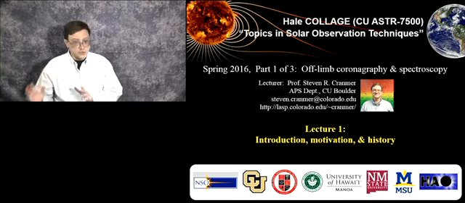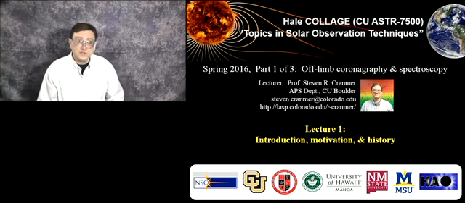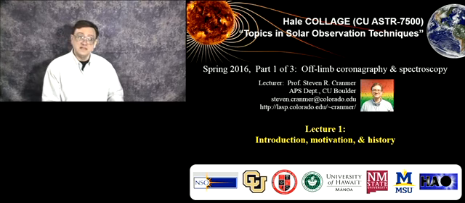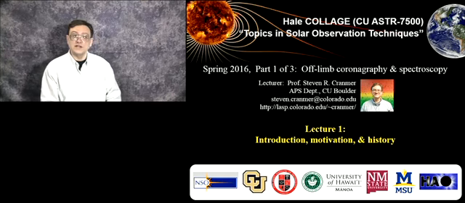So in this first third of the course, part 1 of 3, I'll be talking about observing the solar corona, mainly above the solar limb, basically looking off to the side of the sun, and observing the plasma in the regions far above the solar surface. In the later parts of the course, we'll be looking at more direct observations of the solar photosphere, but we're starting off here with observing above the surface of the sun.